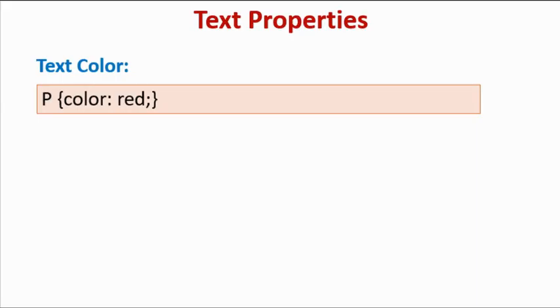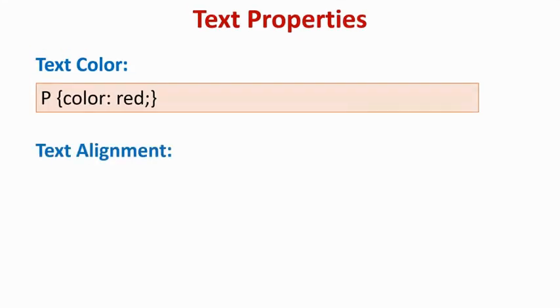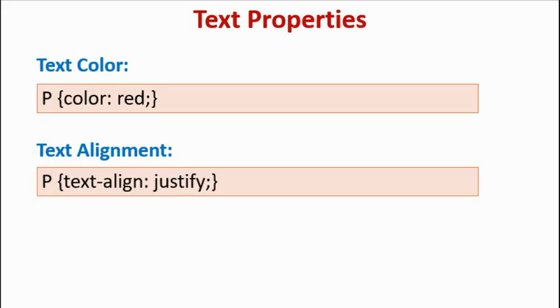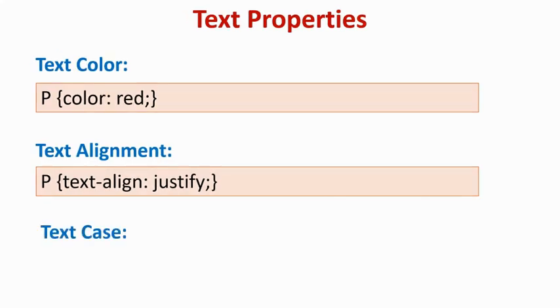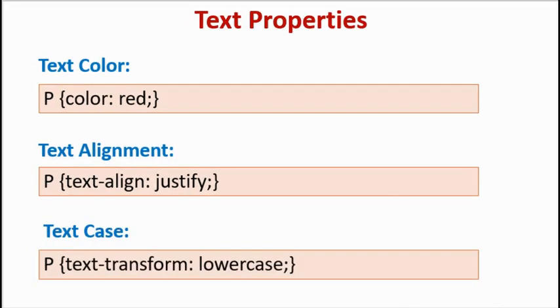Text properties. In CSS, you can format various attributes of text like text color. This syntax is used to change the color of the text. Here, you can also provide the hex value or RGB value for desired color. Text alignment. This syntax is used to align the text left, right, center or justify. Text case. This syntax is used to change the case format of the text like lowercase, uppercase, etc.